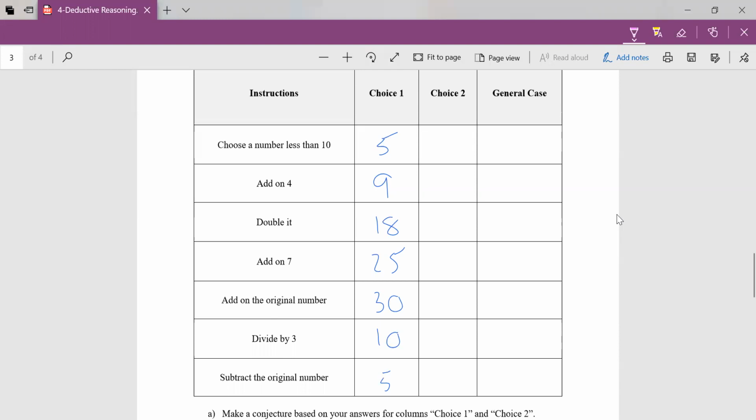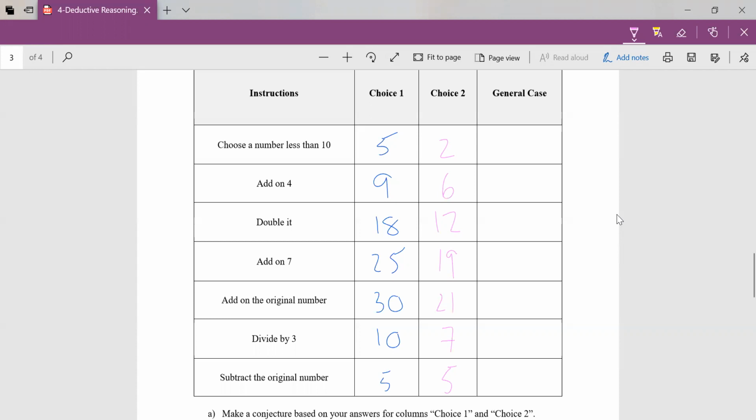Okay, try it again. Choose a number less than 10. 2. Add 4, 6. Double it, 12. Add 7, 19. Add on the original number, 21. Divide by 3, 7. Subtract the original number, 5. Oh, so now you can see by doing this twice that my original conjecture was incorrect. I was going to say I end up with my original number, but now what I actually think is going to happen is I'm going to end up with 5.